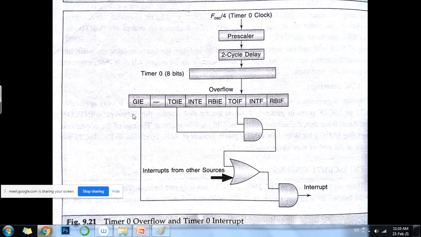One more thing required here is that the global interrupt enable bit should be set. You know this global interrupt enable bit. When you reset this, all the interrupts are disabled. So whenever you want to use any interrupt, this bit should be set, and the enable bit corresponding to that interrupt should also be set. Then that interrupt will be generated. So this is the operation that you have already studied last year. That is about your Timer 0.